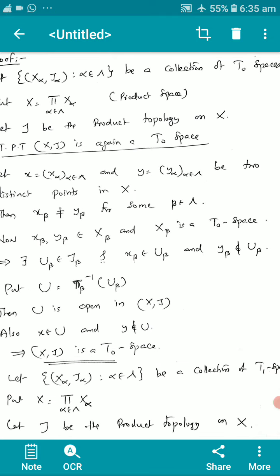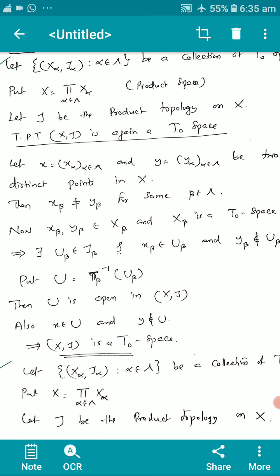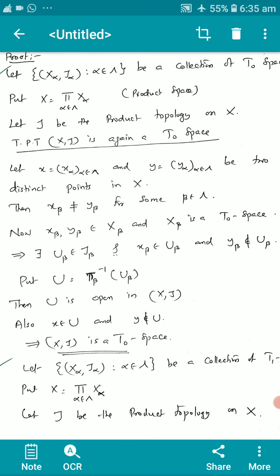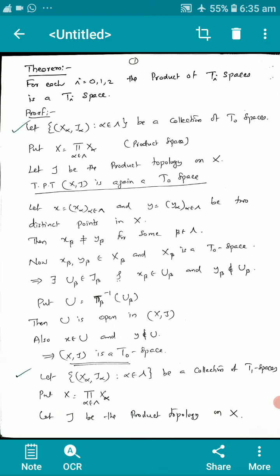Take capital U as pi beta inverse of U beta, where pi beta is the projection mapping. Then U is clearly open in X. Also, x is in U and y is not in U. That means X is a T0 space.